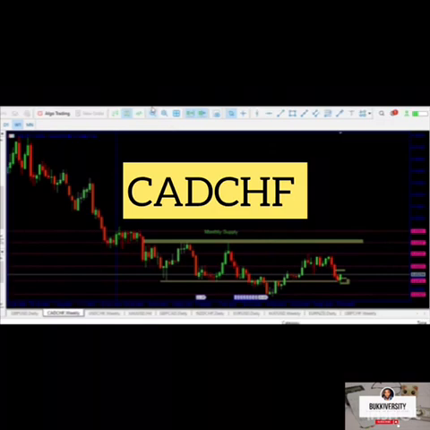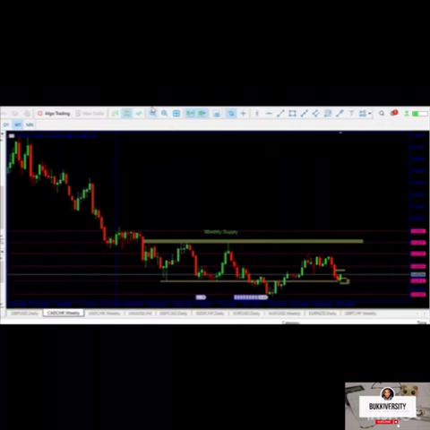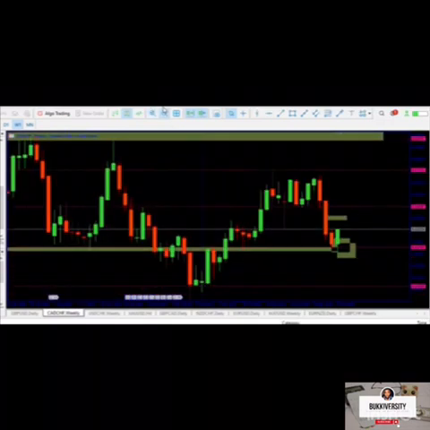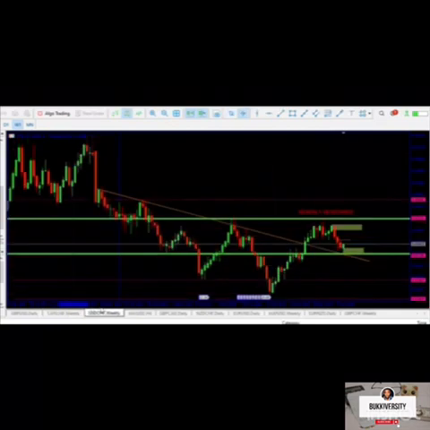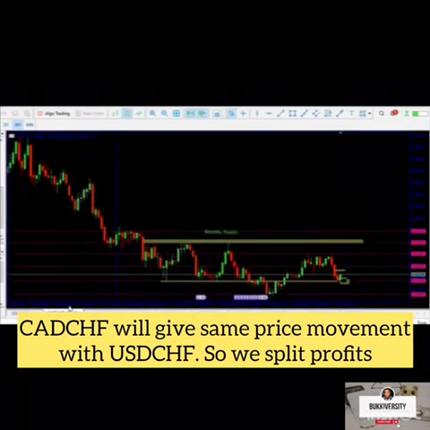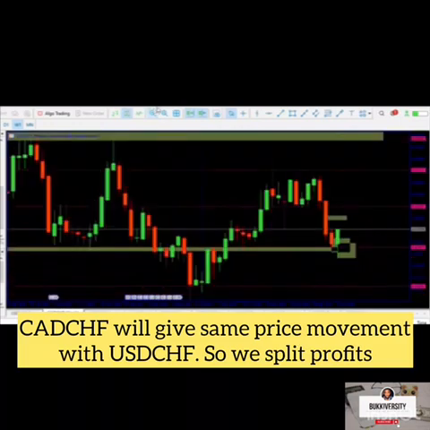Also, this is the chart. This is the weekly chart. You can see almost the same price action as that of USD. You can see, compare it. You can look at this USD CHF. This is CAD CHF. So you can see CAD CHF, USD CHF, almost similar price action. So that is why the analysis there and here is almost the same.